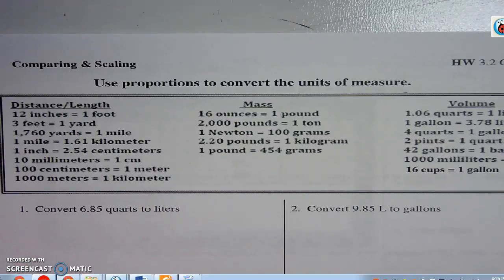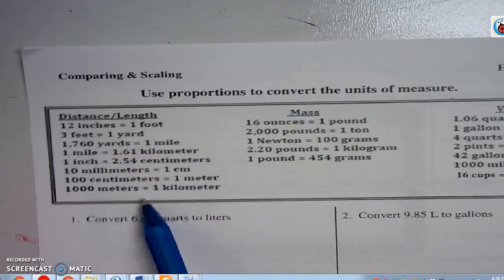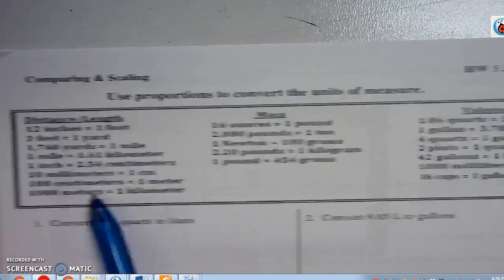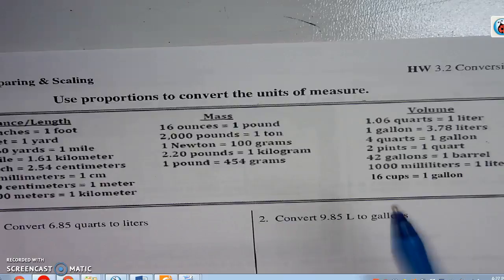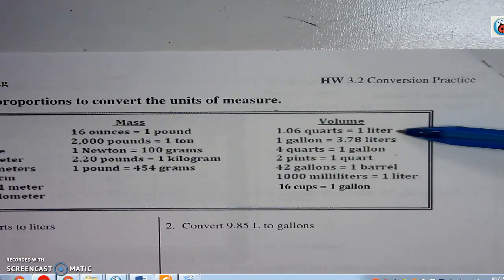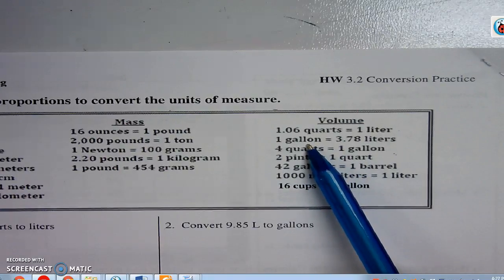This screencast is on how to use proportions to convert between units of measure. When we're measuring things like liquids, distances, or weight, there are different ways of measuring. You could measure something in liters, like a 2-liter bottle of soda, or you can measure things in quarts and gallons, like milk is in gallons.